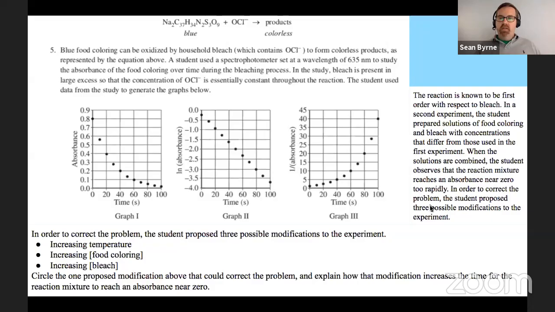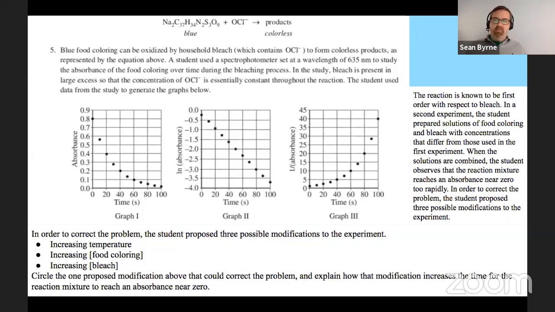And so what we're trying to do is slow this reaction down in order to be able to collect better data. Looking at our factors that affect the rate of a reaction, we would expect that increasing the temperature is going to increase the number of collisions, right? And would in effect make the reaction happen faster.